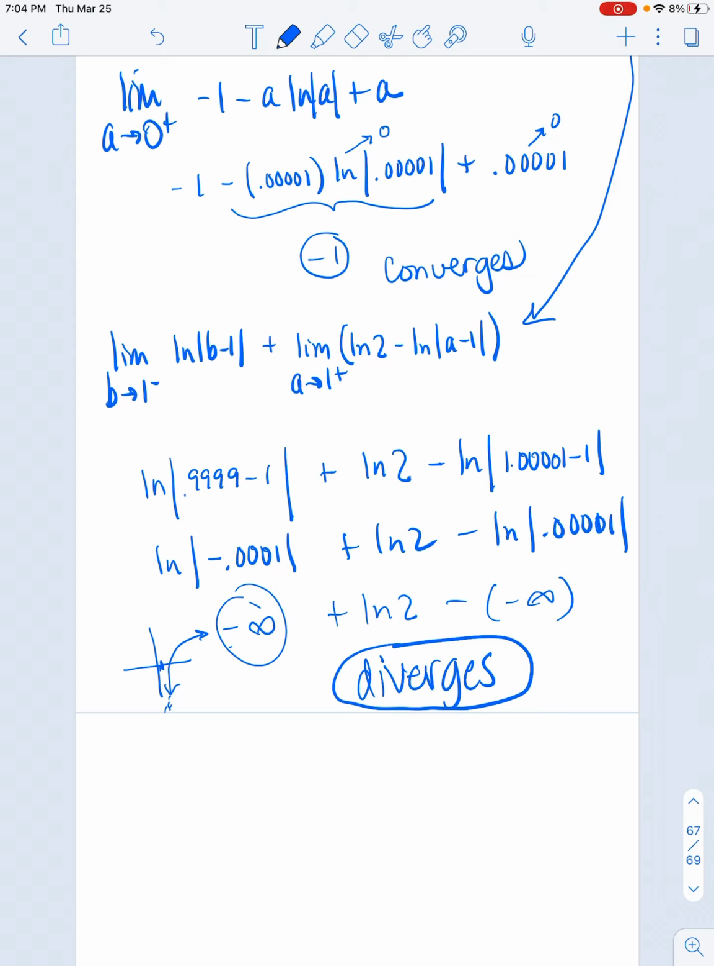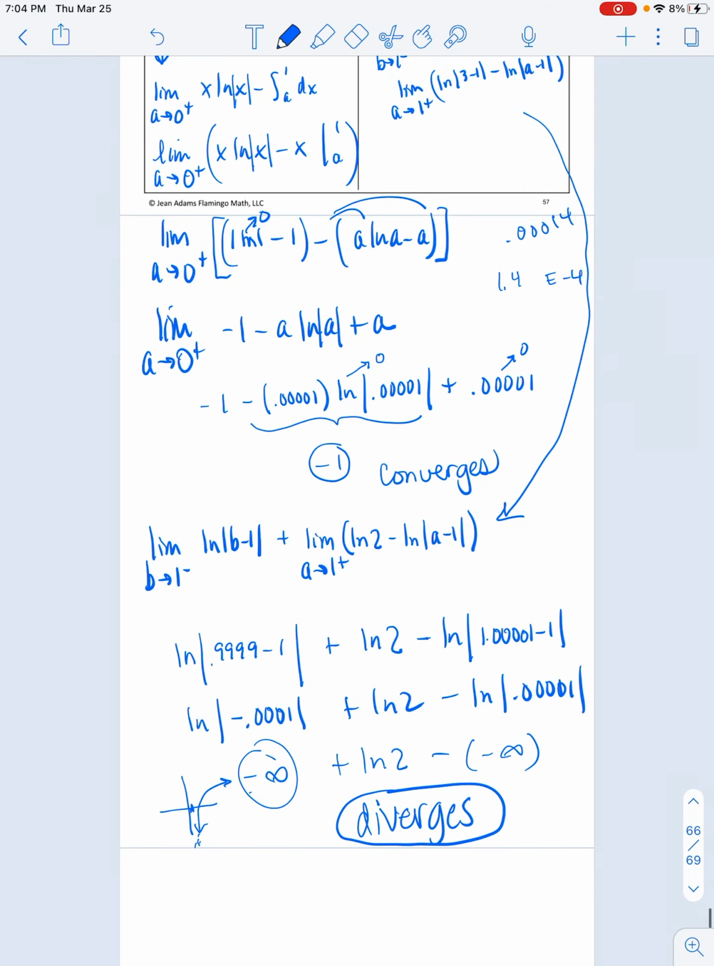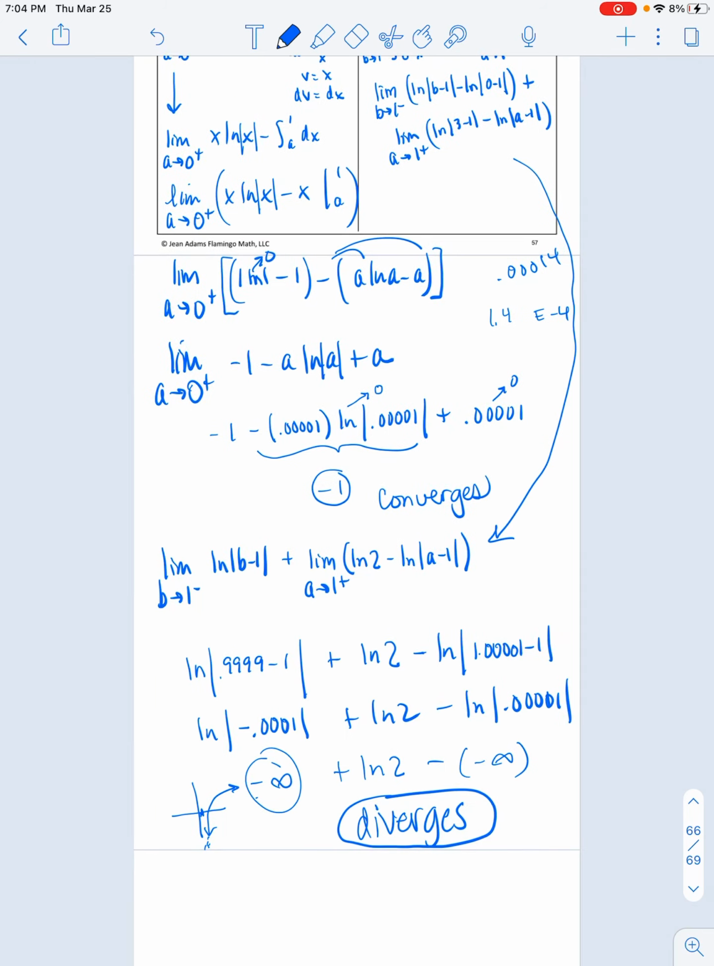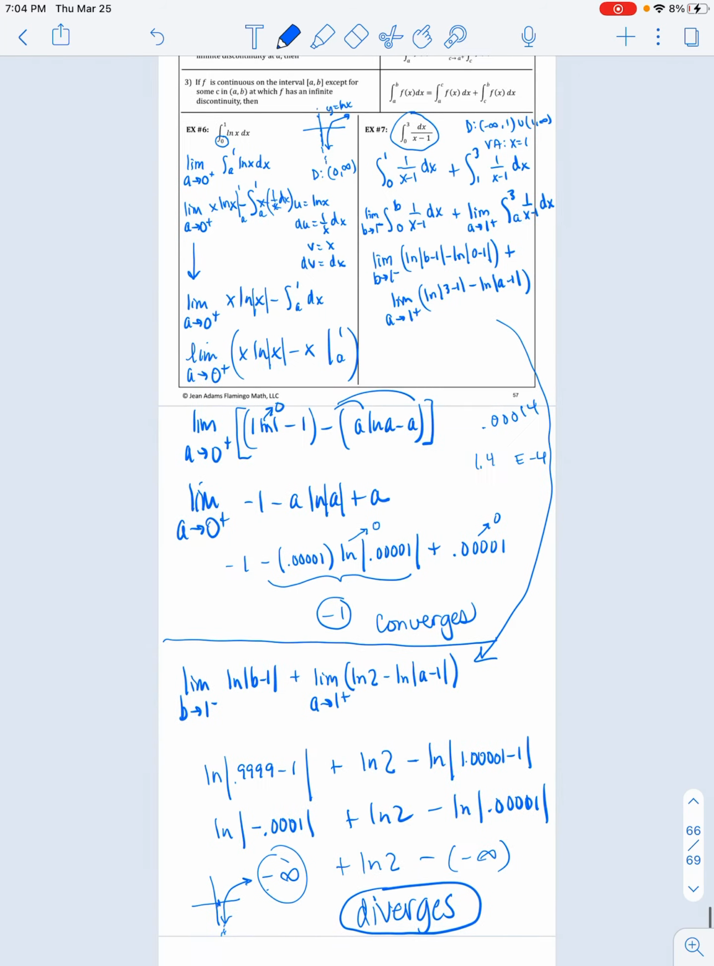There is, in upper level mathematics with complex numbers, an answer, a Cauchy principal value, where your answer is ln 2, but this isn't actually a convergent integral, okay? This is a divergent integral. So that is our answer for that last one.